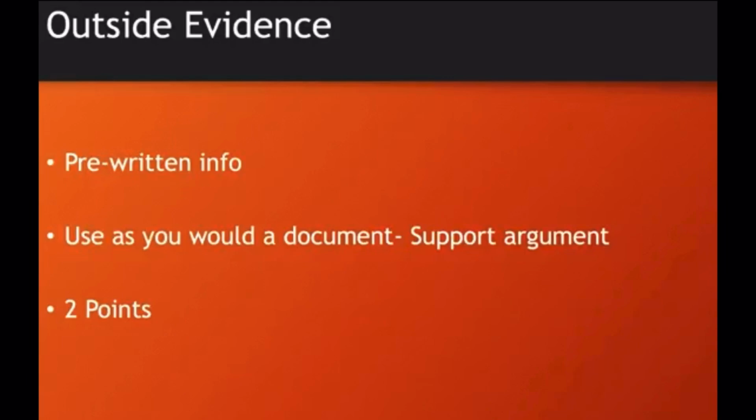Basically, you're just using it as you would a document to support your argument. You know, this is evidence. It's kind of self-explanatory. You explain the event, or you explain your outside evidence, and you use it to support the argument. And you need to do this twice on this exam, and you get a point for each time you use outside evidence to support an argument.